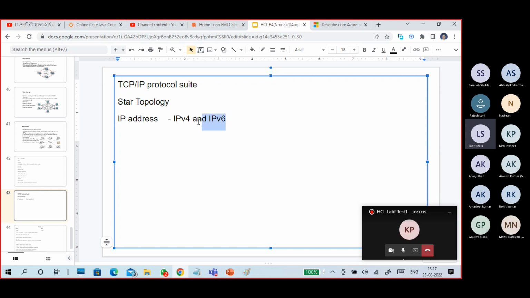Okay, so we are having IPv4 and IPv6. Globally, we are using IPv4 only. Only some private networks use IPv6. Globally, we are not using 100% IPv6. You are using 100% IPv4, but IPv6 is not used 100%. Okay, remember that one.